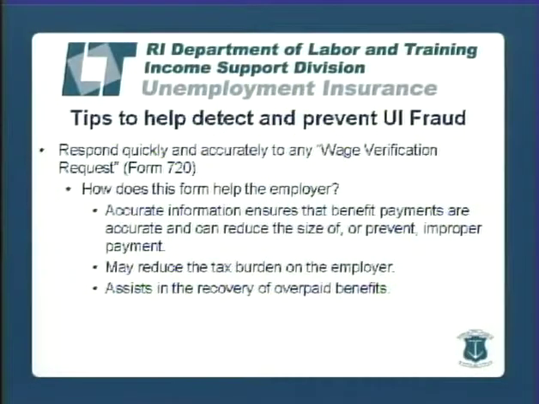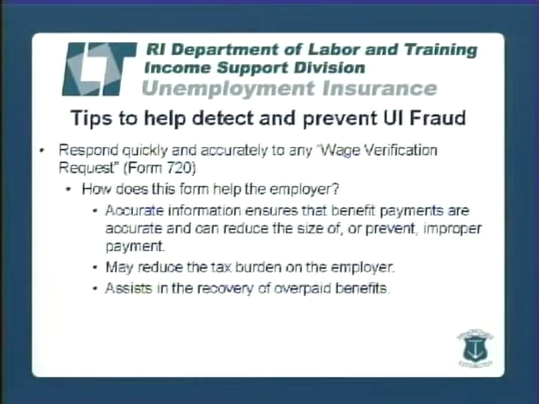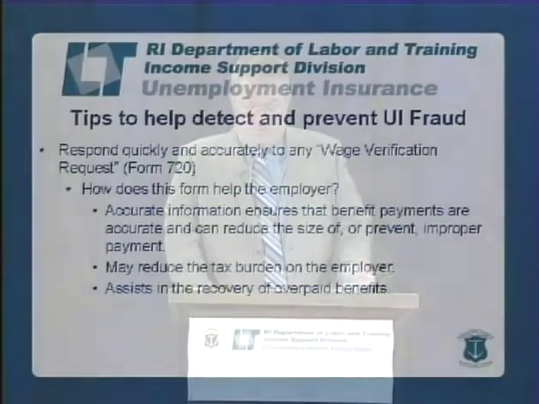The second tip that I could provide to help detect and prevent UI fraud and improper payments would be to respond quickly and accurately to the wage verification request forms, Form 720, that I'm going to explain for you later in the presentation. This form helps us to receive accurate, detailed information regarding wages that are earned and helps ensure that benefit payments are made in an accurate and timely manner. It can also help to reduce the size or prevent improper payments. Again, it may reduce the tax burden on employers and can assist in the recovery of overpaid benefits.